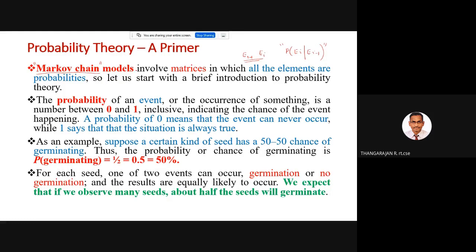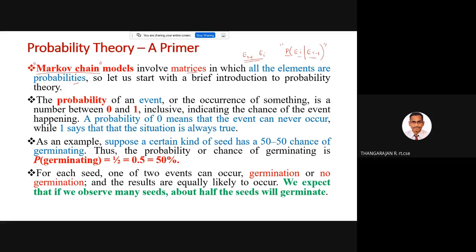So that is basically probability: the probability of an event I given event I minus 1. We'll go through that. Of course, we also need to have some idea about matrices, because in a Markov chain we'll be using both probability and matrices, where the elements of the matrix are probabilities.